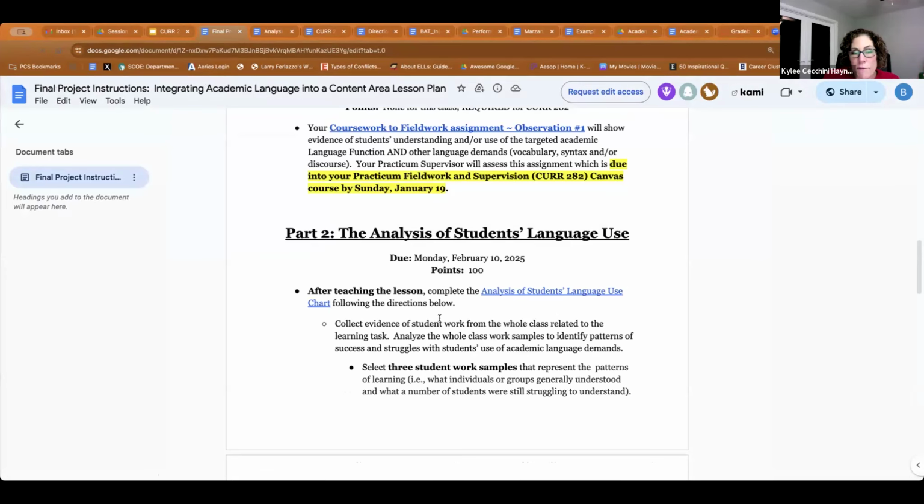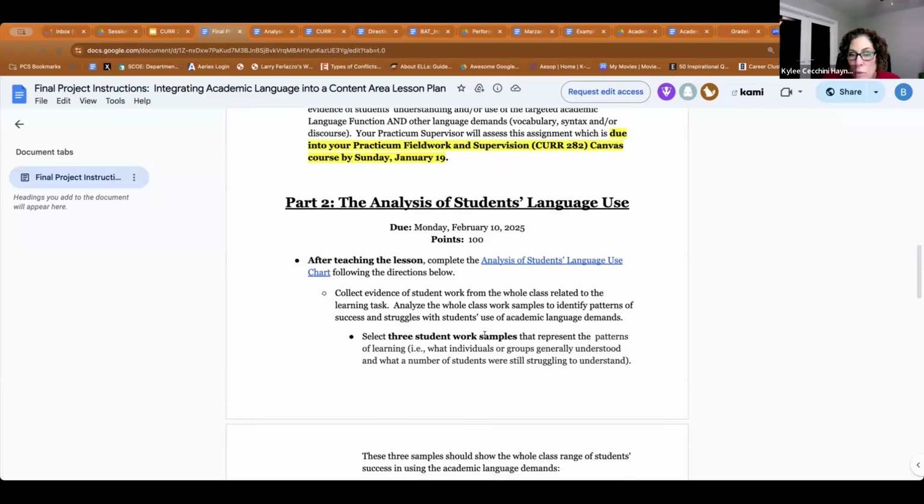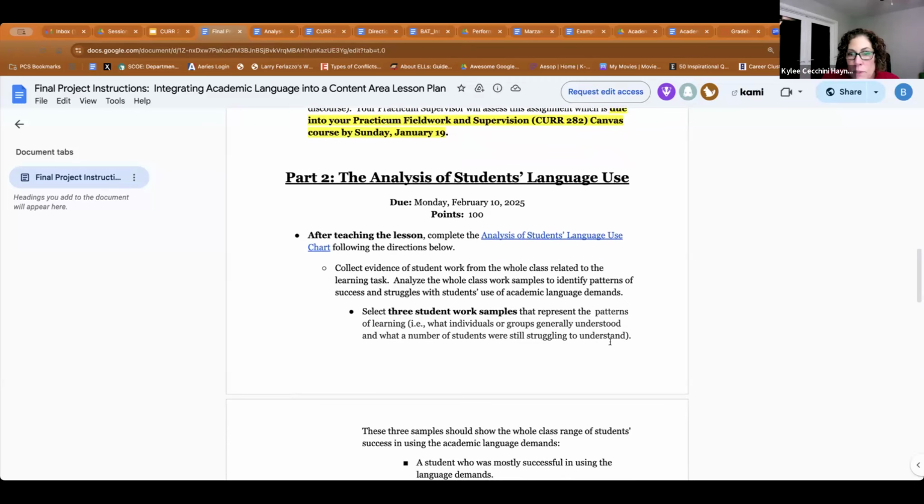As part of this, you teach the lesson, and you're going to collect evidence of student work from the whole class related to the learning task, okay? To use the example that I've been using, the learning task is the descriptive paragraph in the lab report. That's the learning task, okay? So for this part, you're going to collect all of your student lab reports, and you're going to select 3 work samples, like 3 lab reports that represent patterns of learning.